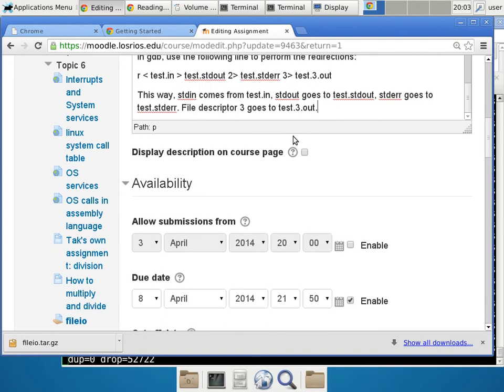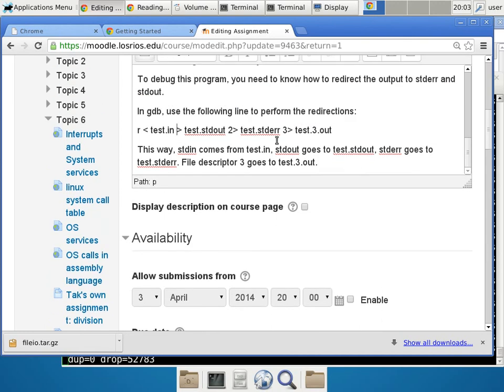Should there be a 1 in front of that? You can have a 1 or you don't need a 1 because if you use just the greater than symbol, the 1 is implicit. So when you're redirecting, you're implicitly redirecting standard out unless you want to redirect something else, then you have to specify 2, or 3 in this case.